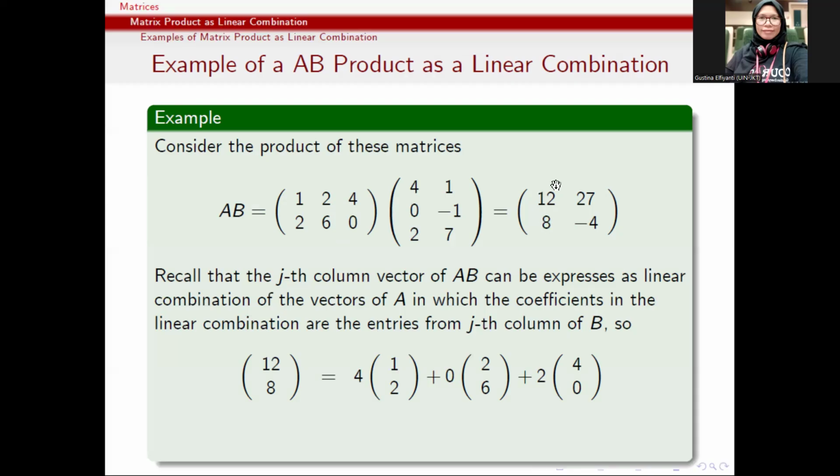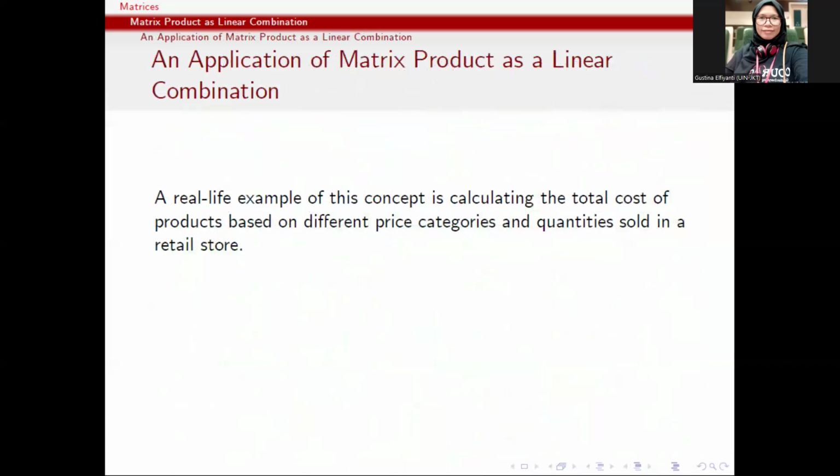So this vector we can get from 4 times the first column of A plus 0 times the second column of A plus 2 times the third column of A. And also for the second column of AB, we can get it from 1 times the first column of A plus minus 1 of the second column of A plus 7 times the third column of A. I'm sorry, this is still a typo.